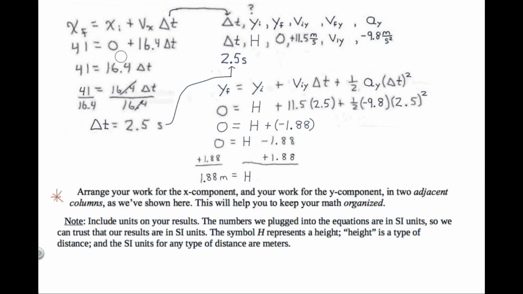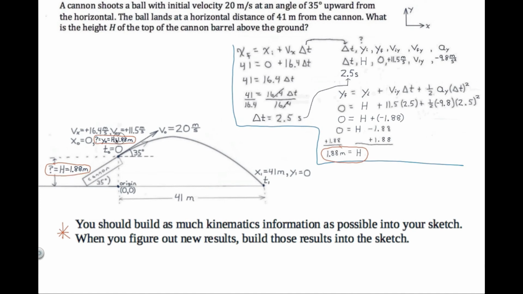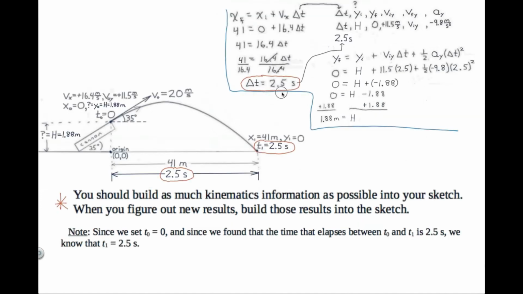For a 2-dimensional projectile motion problem, I recommend that you arrange your work for the x component and for the y component in 2 adjacent columns, like we've shown here, because that will help you to keep your math organized. We should build our result into our sketch, like so. We can also build our result for delta t into our sketch, like so.